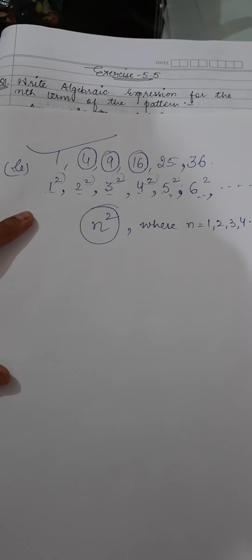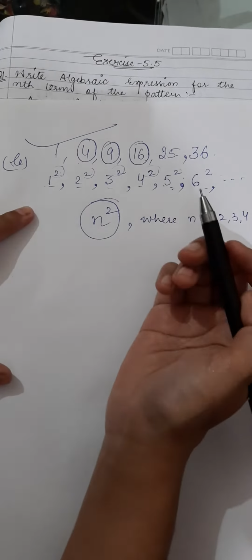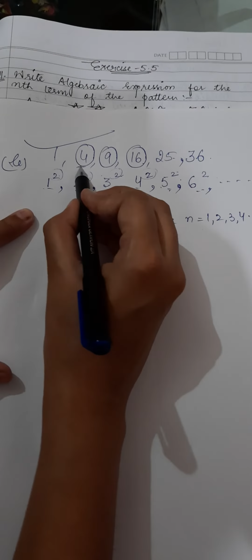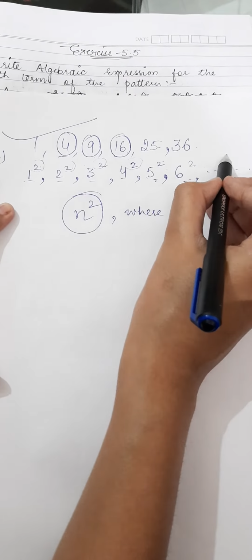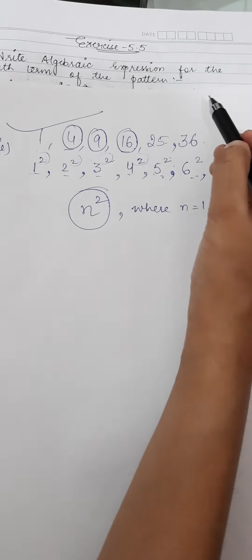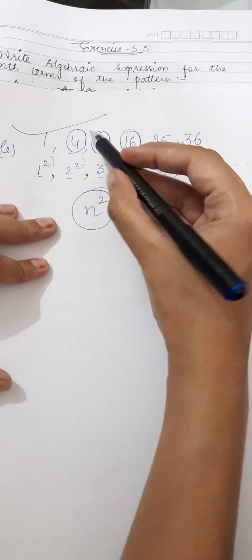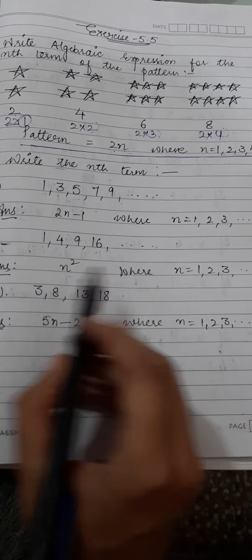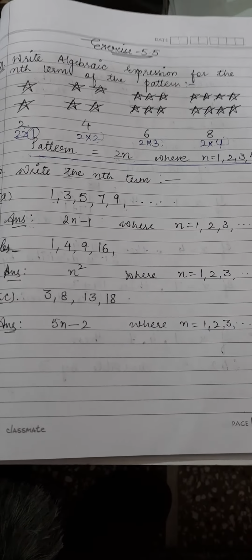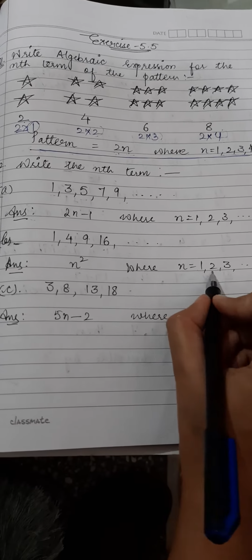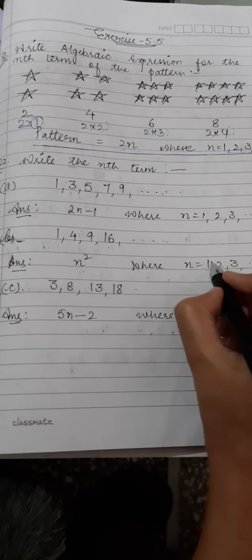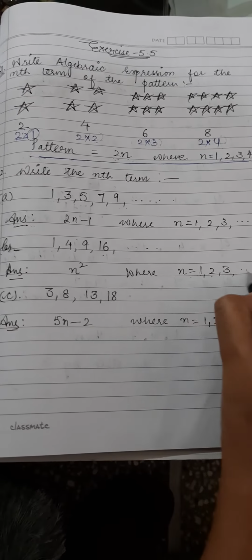I hope it is clear to you. You have to observe the pattern. You have to check how after 4, 9 is there, after 9, 16 is there, and so on is coming. And if I know the squares, I can simply observe that these are the squares. Okay, so this was your B part. You can see the solution. You just have to write like this. Simple. But make sure that you write n is equal to 1, 2, 3 and so on.